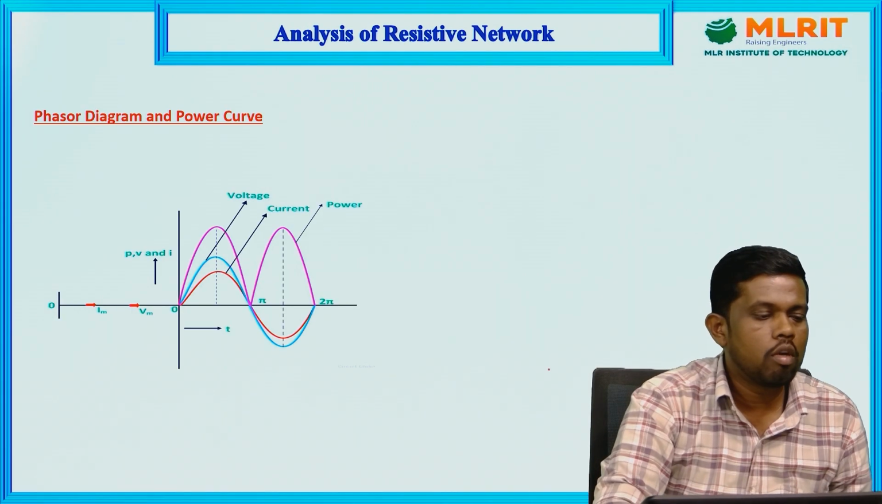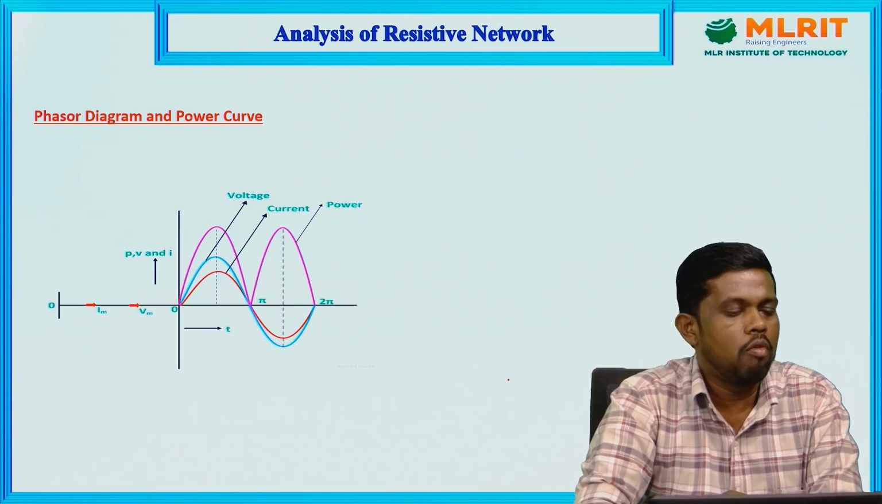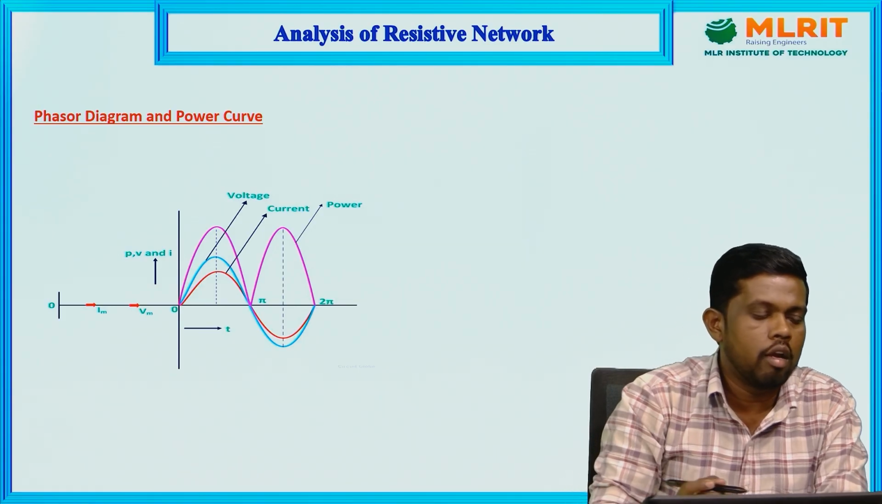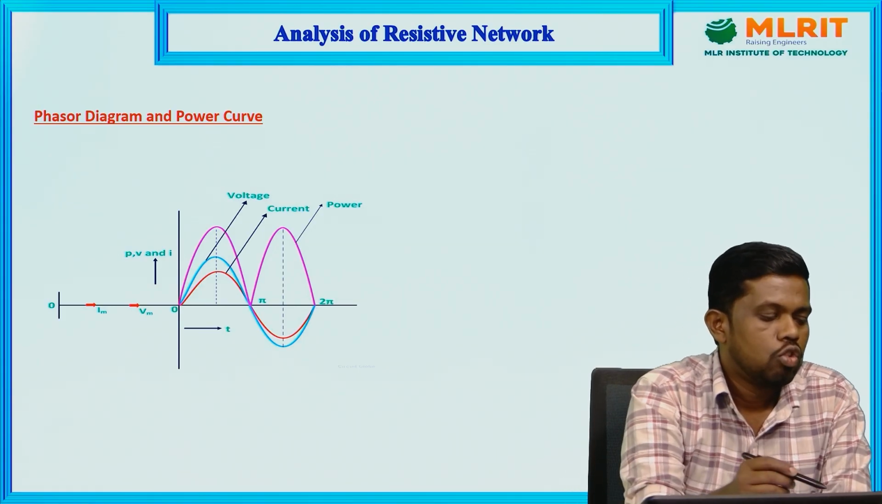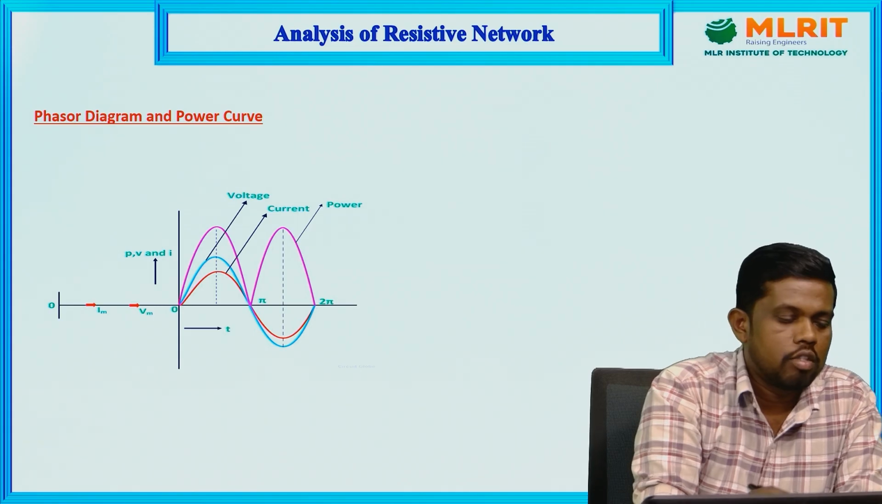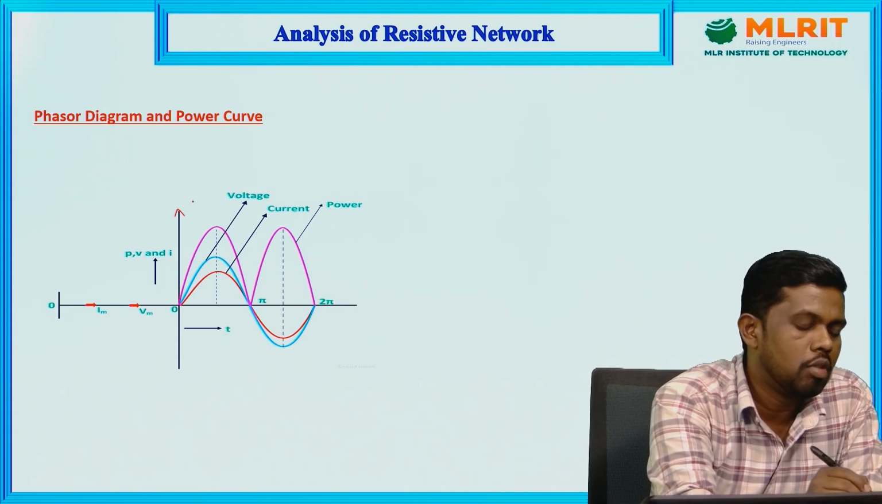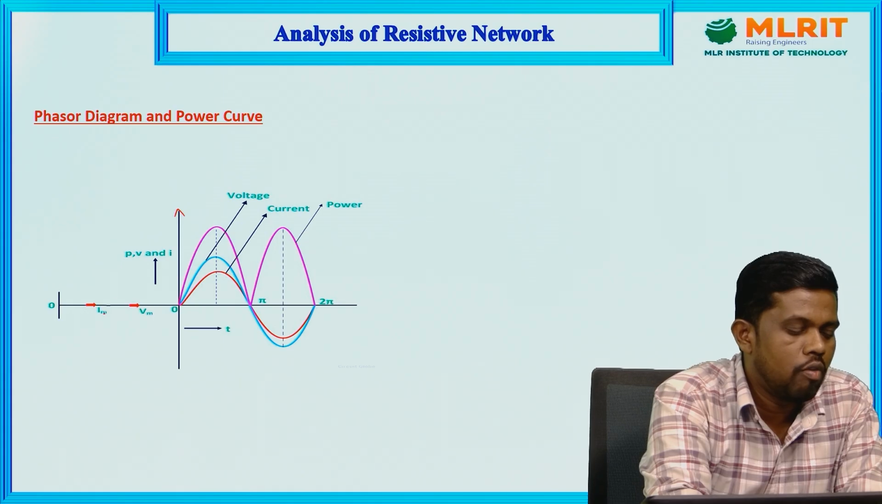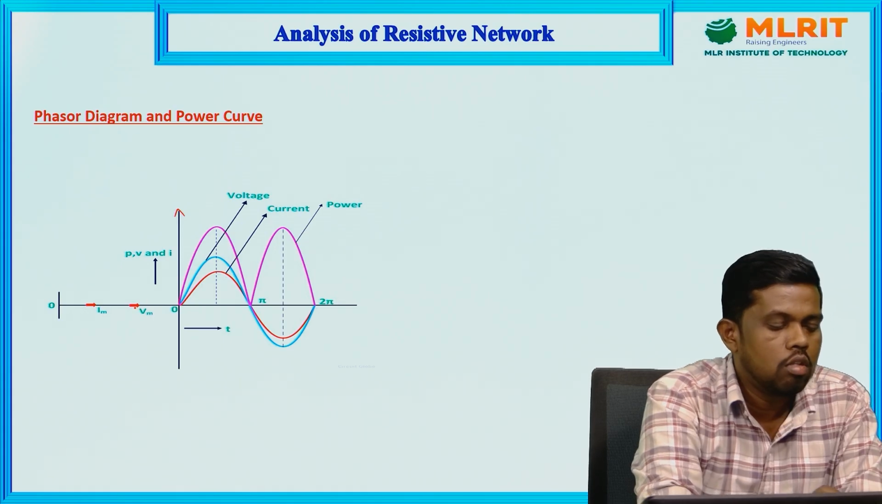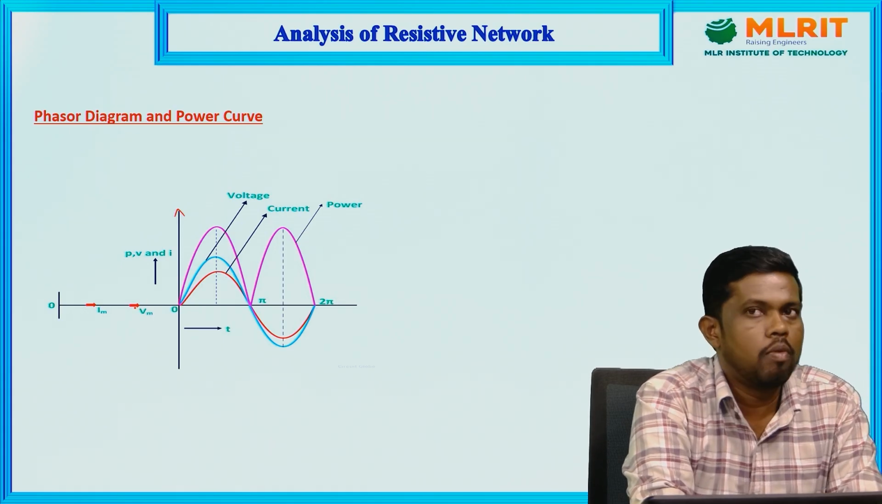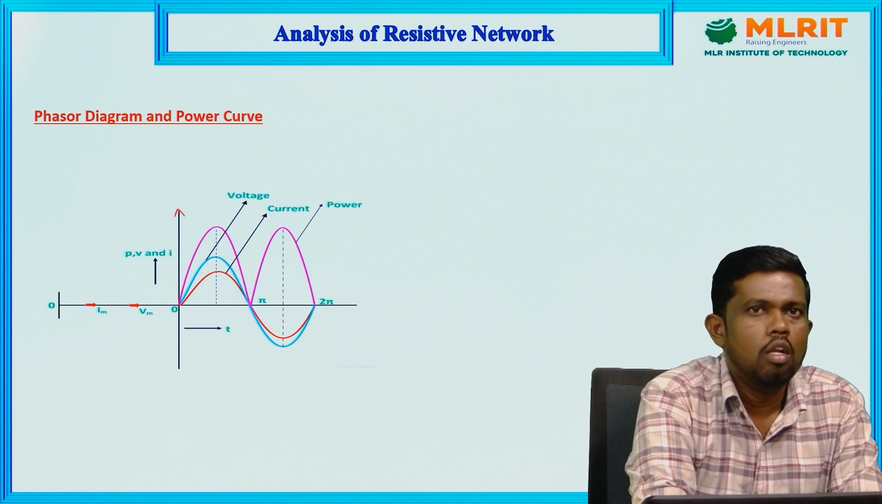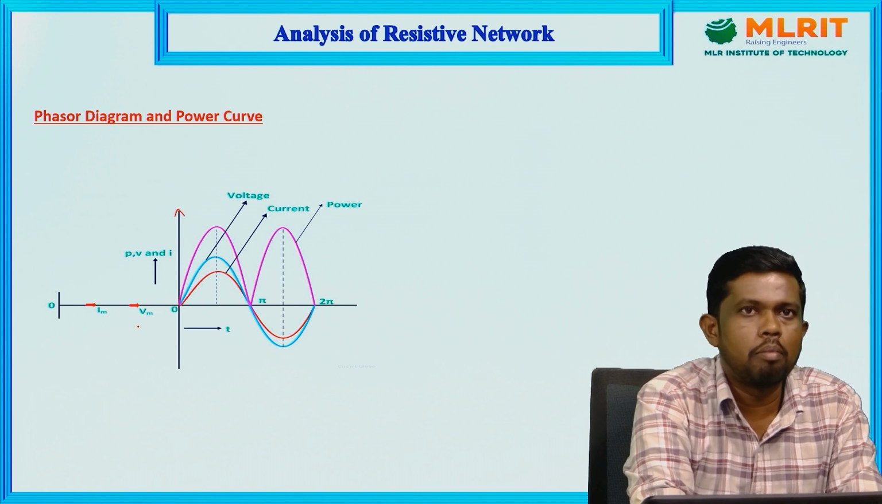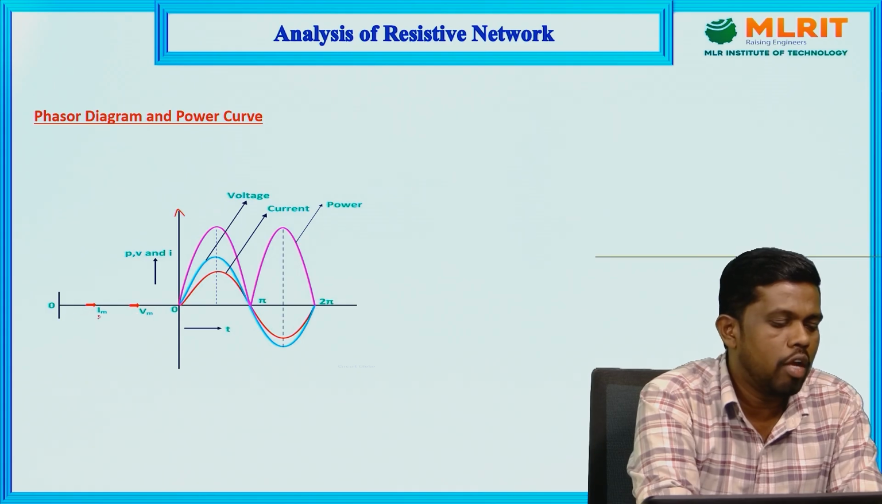The next step is to draw the phasor diagram and power curves of the voltage, current and power. We have already discussed the phasor diagram in the second slide, at the beginning of the session. This is the phasor diagram with reference to the voltage. Here we have considered the peak values, but peak values or RMS values give the same thing. The voltage and current of this network are in the same phase, so there is no phase delay and the phase angle is also 0.